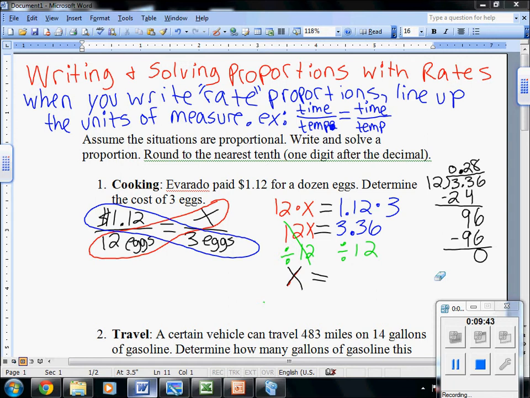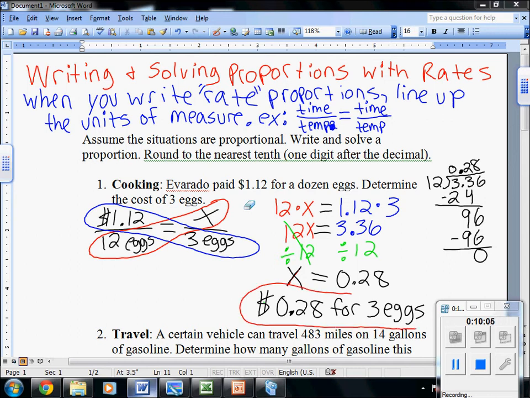So look what we have. We have 0.28. X represented money. So if you have 0.28, that tells you money-wise, that means for 3 eggs, it is 28 cents for 3 eggs. That's you answering the question in the context of the problem. So that's your final answer to this question. To answer it, it is 28 cents for 3 eggs.